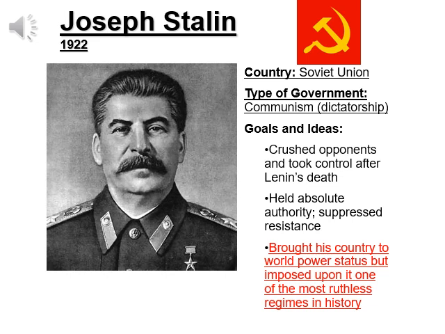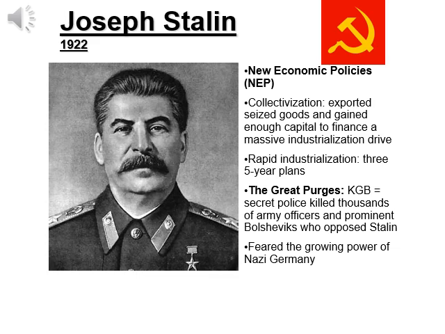Stalin helped bring the Soviet Union to world power status on the world stage, but how he did so was by enforcing one of the most ruthless regimes in history. Under the complete and total control of the government, Stalin hoped to initiate new economic policies in the Soviet Union, a process called collectivization, where the country exported seized goods and gained enough capital to finance a massive industrialization drive to help revolutionize the Soviet workforce.